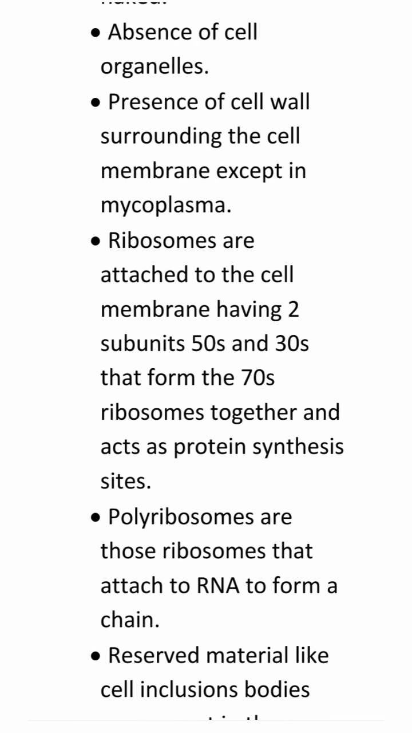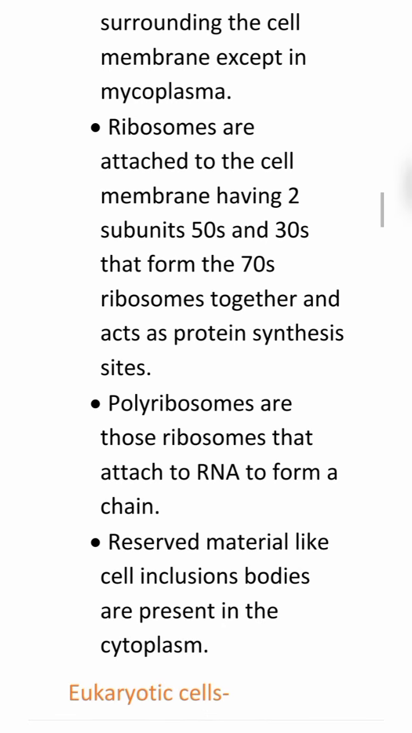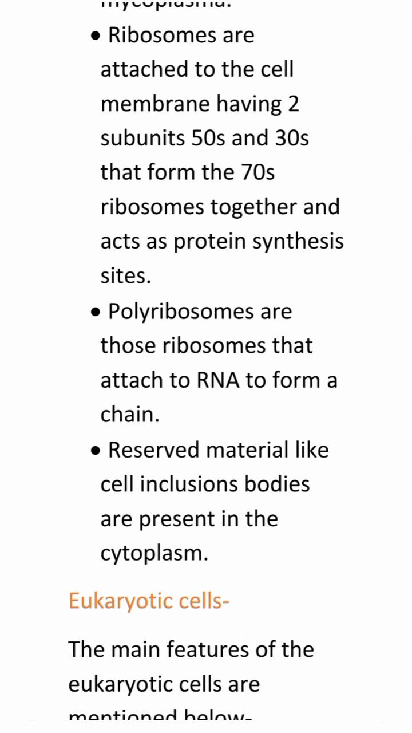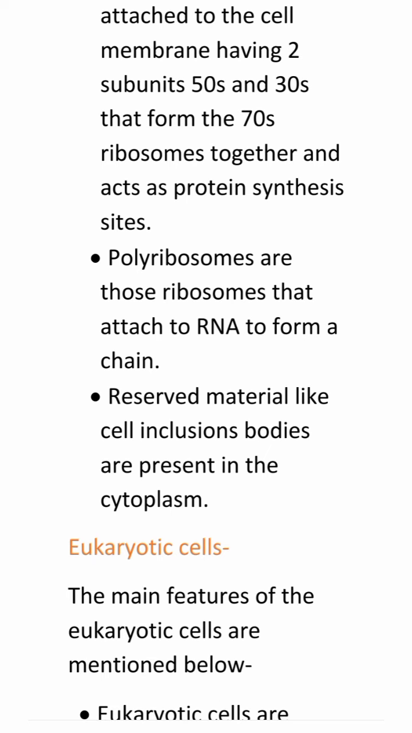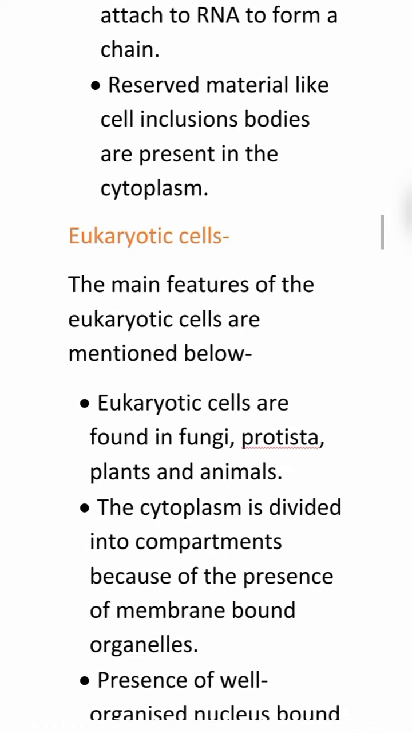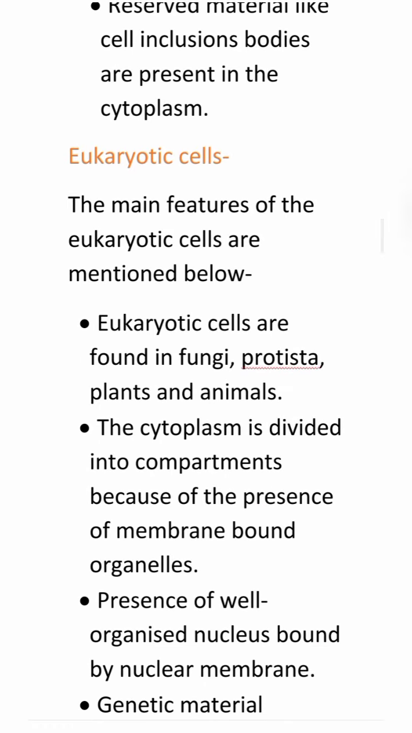Ribosomes are attached to the cell membrane, having two subunits, 50S and 30S, that form 70S ribosomes together and act as protein synthesis sites in prokaryotes. Then polyribosomes are those ribosomes that attach to the RNA to form a chain. Then reserve material like cell inclusion bodies are present in the cytoplasm. But in eukaryotes the main characteristic features are listed below.